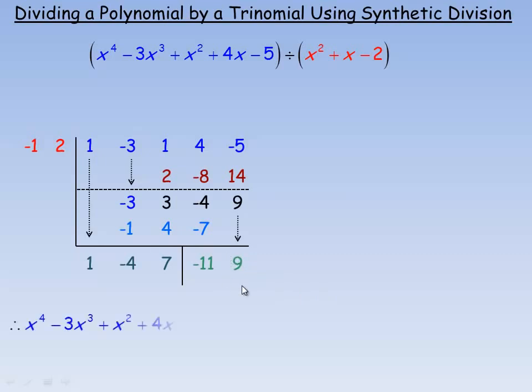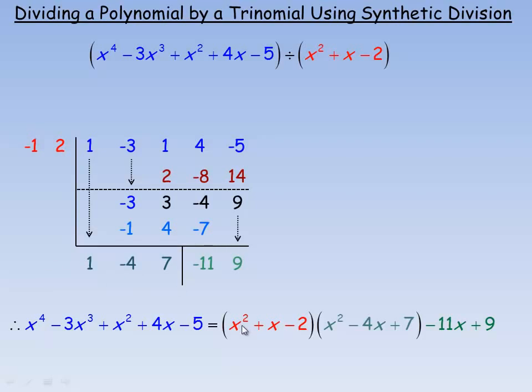So we divided this polynomial by x squared plus x minus 2. And so the answer is, the 1, negative 4, 7 means x squared minus 4x plus 7. And the remainder is negative 11x plus 9. If you remember the way synthetic division goes, constant in the end, first power of x, second power of x, etc. So constant in the end, first power of x, that's why this is negative 4x to the first. This would be x squared, and another one would be x cubed.